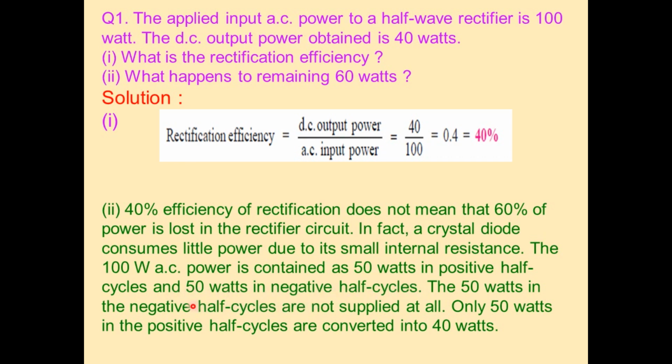In the case of half wave rectifier, the 50 watts in the negative half cycles are not supplied at all. Only the 50 watts in the positive half cycles are converted into 40 watts. The 50 watts in the positive half cycles are converted into 40 watts only, and the 50 watt in the negative half cycles are not supplied at all.